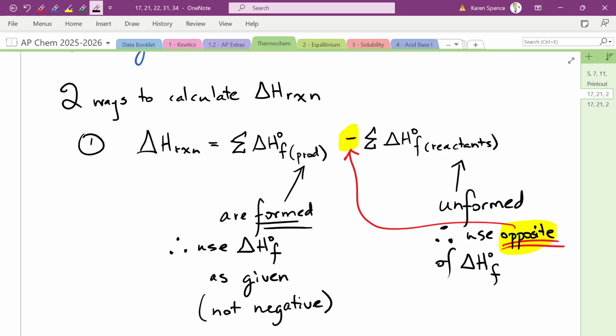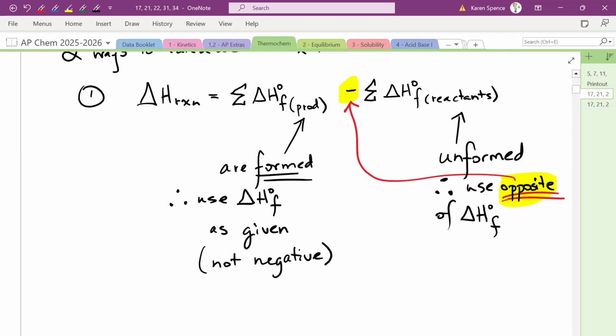Okay. Now the second way, and all of these are dependent on Hess's law. You're like, oh, okay, if I take all of my delta H formations and I write the formation reactions and I add them all up, everything will cancel out to give me whatever my reaction was in the first place. Okay.